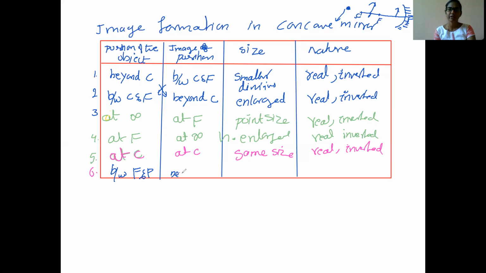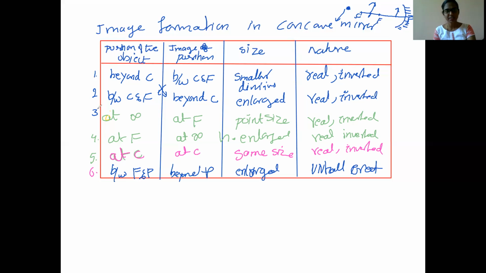So we call it behind P. It will form at the opposite end of the mirror, so that is the enlarged form. An enlarged image will form. Is it real? It is not real, because it forms at the opposite end of the mirror. So it is virtual and erect. We are going to get an erect virtual image.